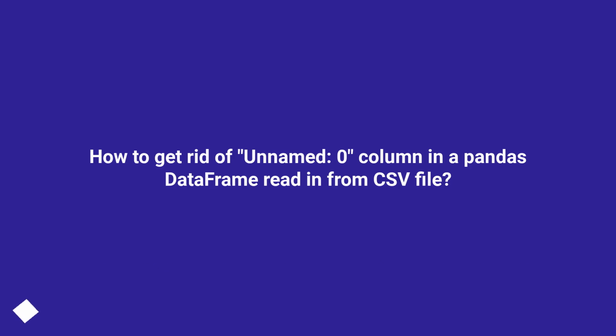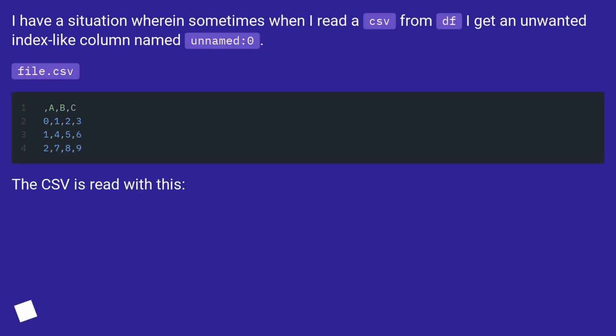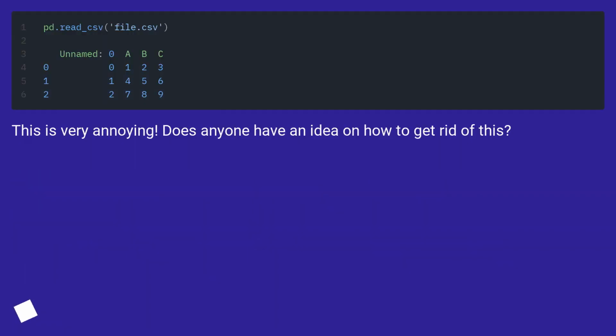How to get rid of the unnamed zero column in a pandas DataFrame reading from a CSV file. I have a situation wherein sometimes when I read a CSV into a DataFrame, I get an unwanted index-like column named Unnamed: 0. File.csv. The CSV is read with this. This is very annoying. Does anyone have an idea on how to get rid of this?